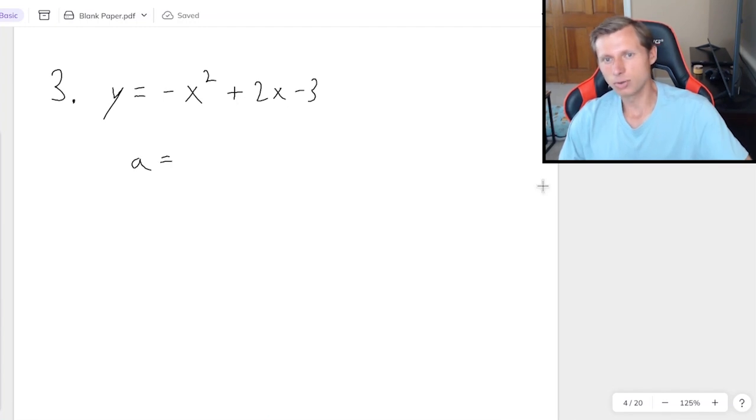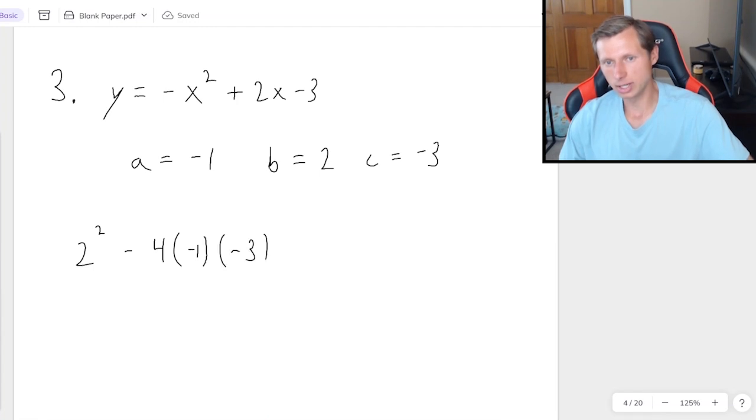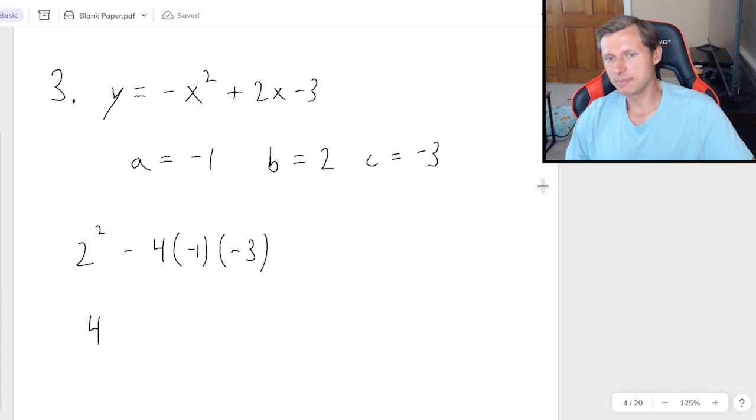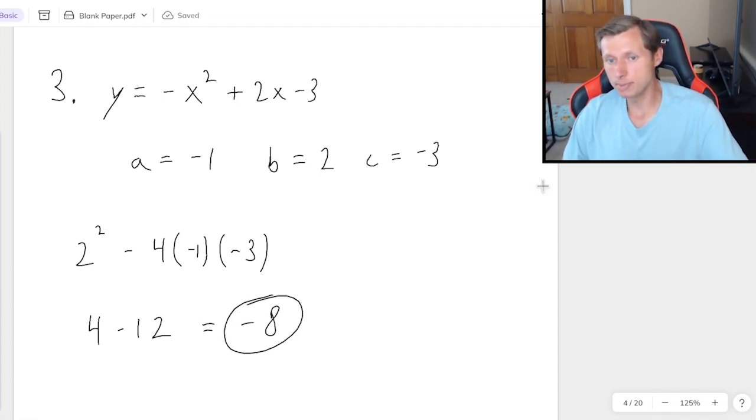Okay, so first of all, we need to know that a is negative 1 this time, b is 2, and c is negative 3. So then b squared minus 4ac is going to look like this. 2 squared is 4. And then we have a negative times a negative times a negative, which will stay negative. So that'll be minus 12. And 4 minus 12 is negative 8. So that's the discriminant, which means, yes, in fact, this problem will have 0 real solutions.